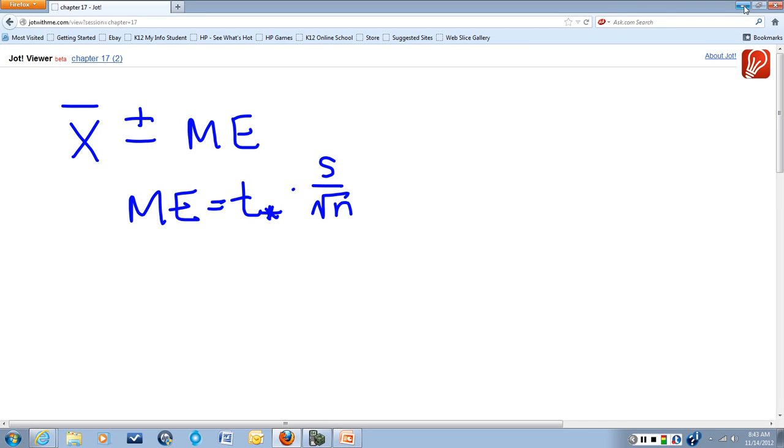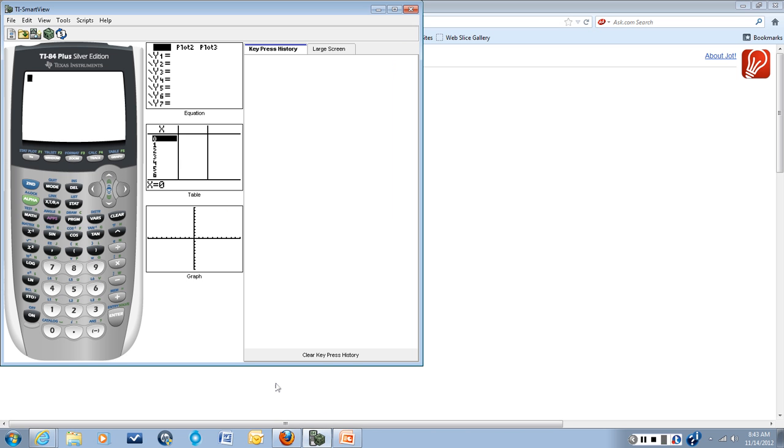So let's go ahead and figure out what our margin of error is using the calculator. So our t star we obtain by second vars and choice number 4, which is the inverse t. And we want the area under the curve to the left of our critical value, which is 0.95 in our case for a 90% confidence level. And our degrees of freedom. Our sample size is 23, so our degrees of freedom are 22. And this will give us our critical value, the t star.